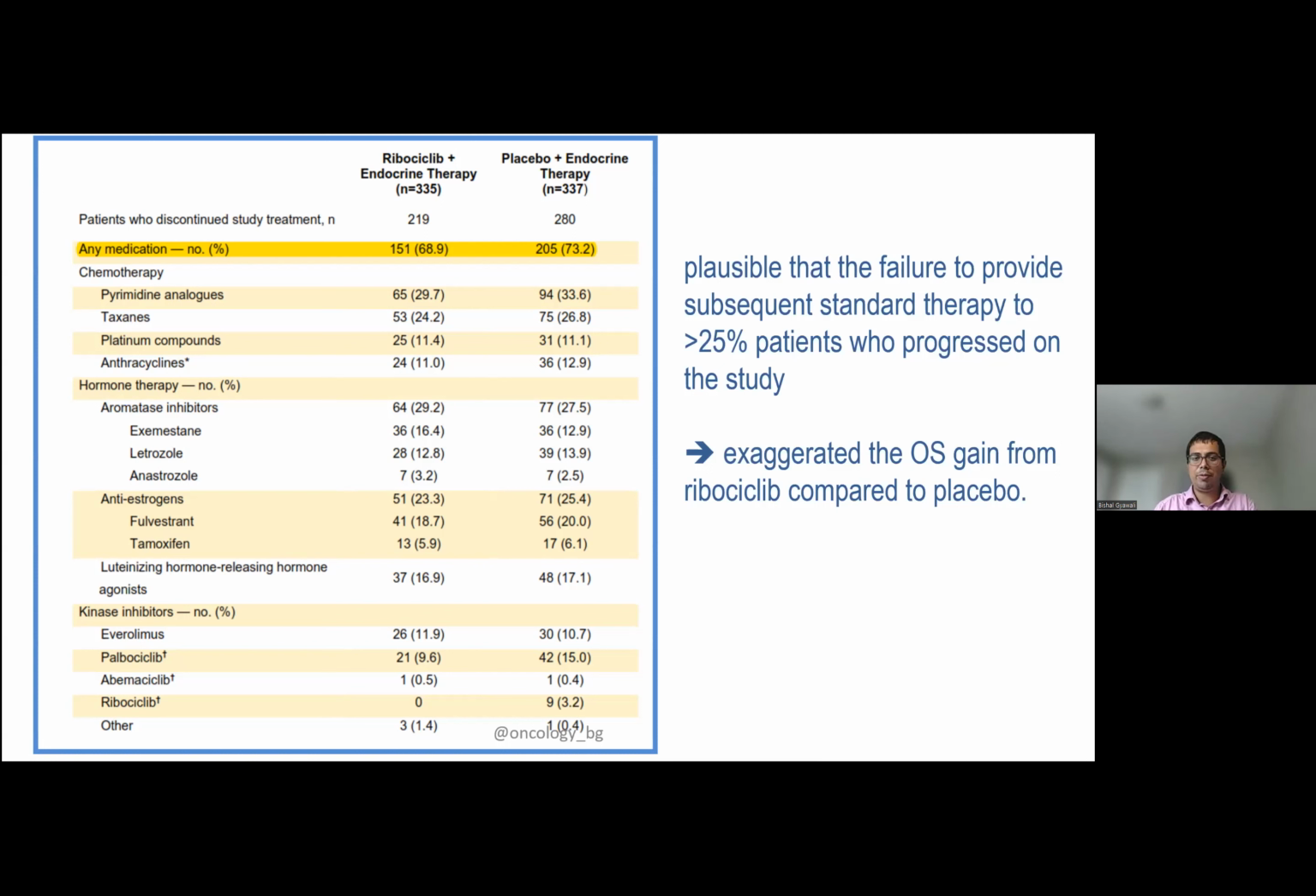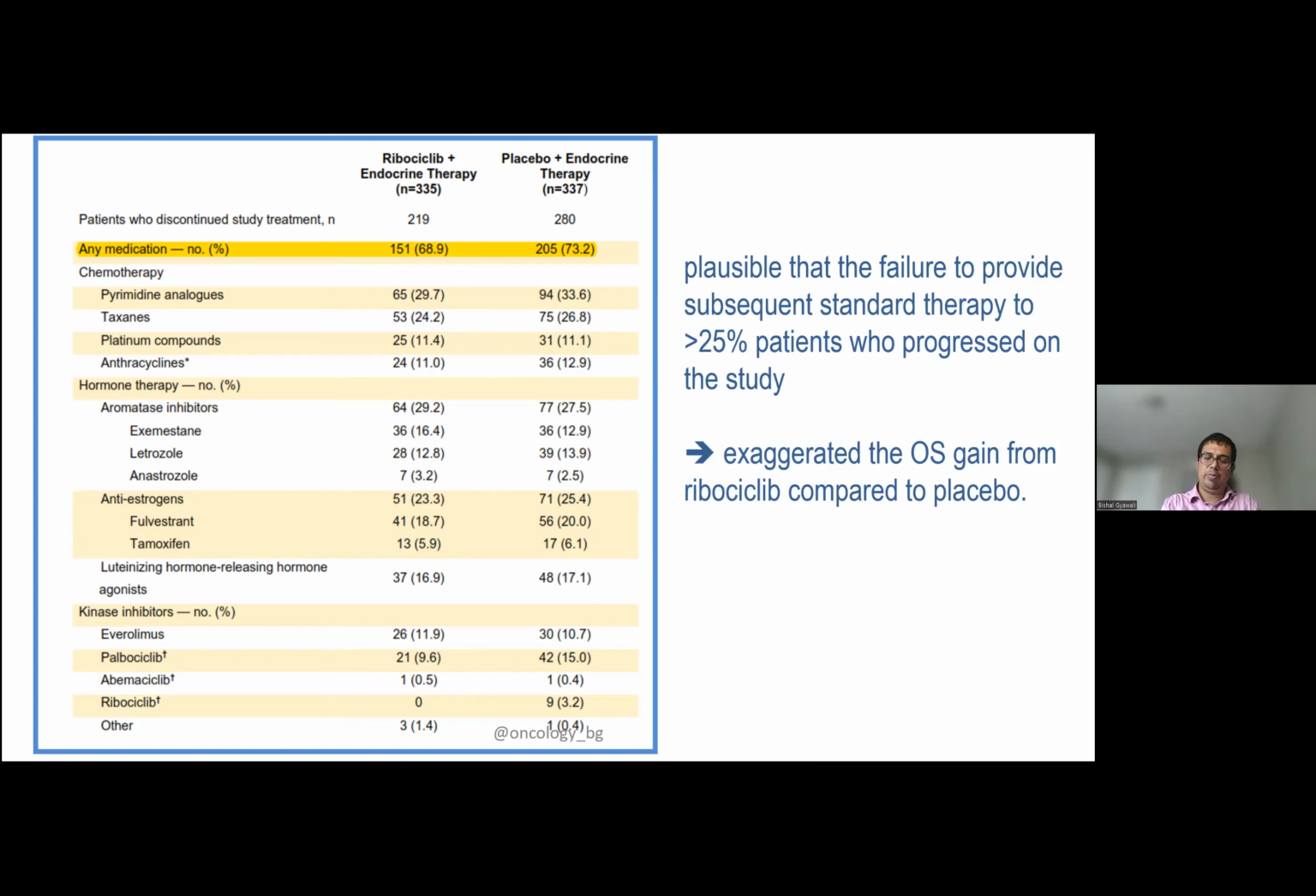You have 4 or 5 different hormonal agents that you can use. You have 3 or 4 different chemotherapy agents that you can use. But more than 30% of the patients did not get anything at all, only the first line of treatment. What that means is the OS benefit that we are seeing here is probably from that, because patients in the drug arm got exposed to 2 different treatments, and patients in the control arm got exposed to just one treatment.